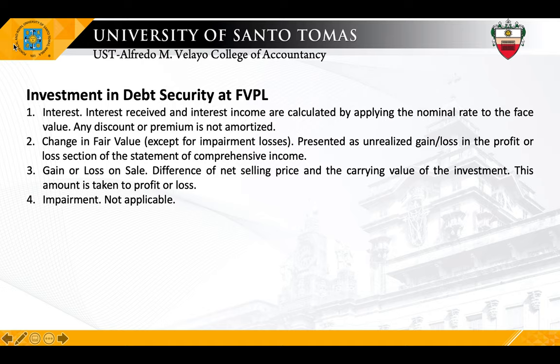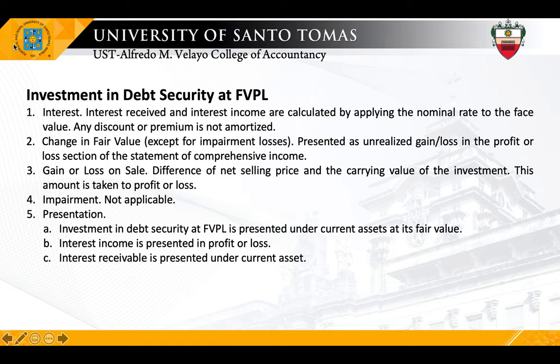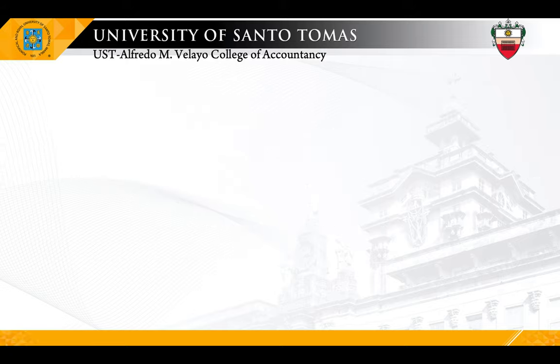Impairment, not applicable, as mentioned a while ago. And then for presentation purposes, investment in debt security at FBPL is presented under current assets at fair value. Why current asset? Kasi trading. So short-term gains and losses ang intention. And then interest income is presented in profit or loss and interest receivable is presented under current assets. Okay, so last time.